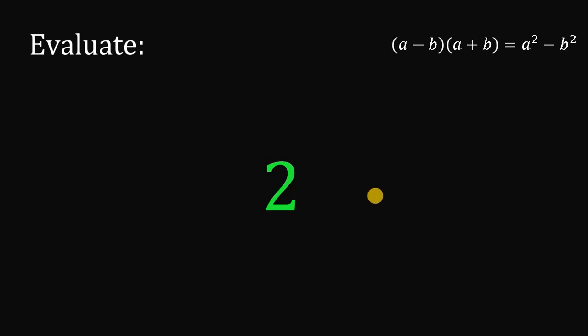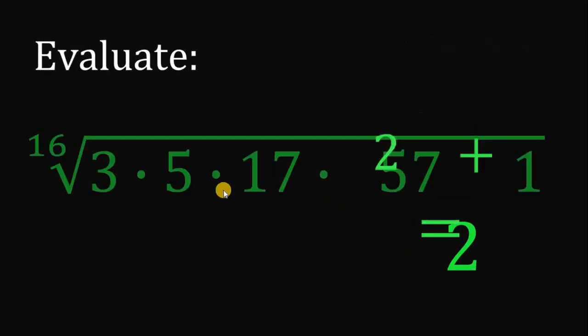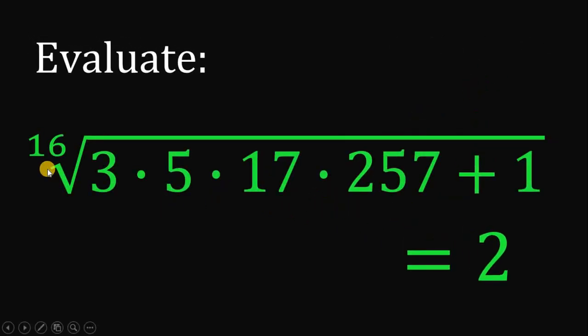Therefore, our answer to this question, what is the value of the 16th root of 3 times 5 times 17 times 257 plus 1? And our answer without a calculator is just 2. And as always, we are done.